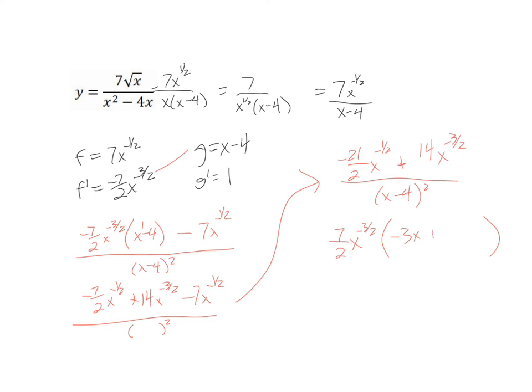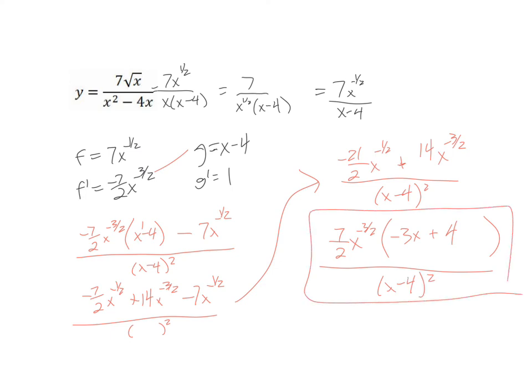And then for our last term, 14 divided by 7 halves gives us 49, I think. Let me just double check that. 14 divided by 3.5. Oh, it's only 4, sorry. Yeah, 14 divided by 7 is 2, times 2 would give us 4. So that makes it nice. And then our bottom stays the same. And we're done. So that would be our final derivative for that one.